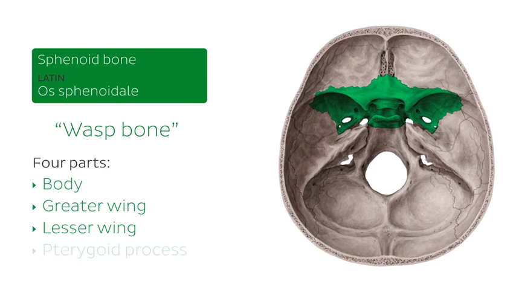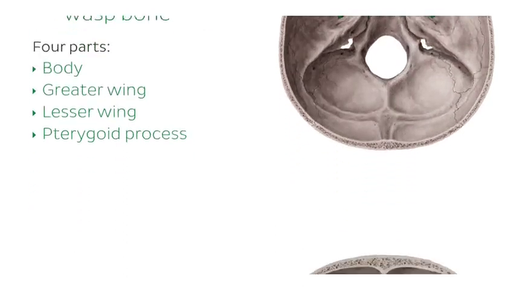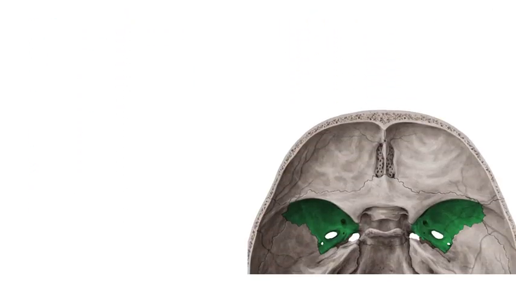Now, we cannot see the pterygoid processes. We can only see them from an inferior or lateral view of the skull. But I just wanted to add here to the list so you know that the sphenoid bone is comprised of these 4 main parts. Now we're going to focus on this one that you see here highlighted in green.